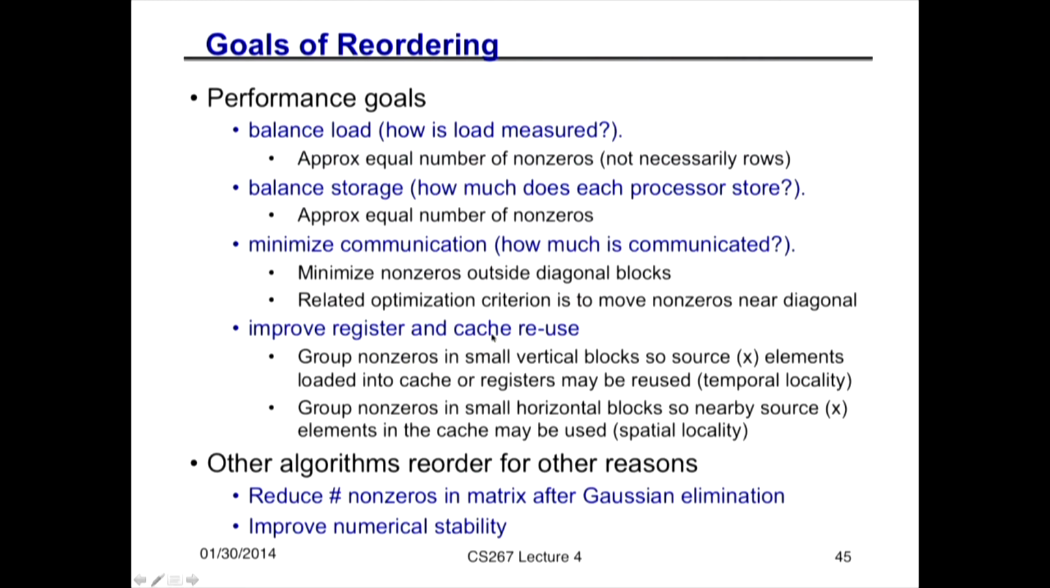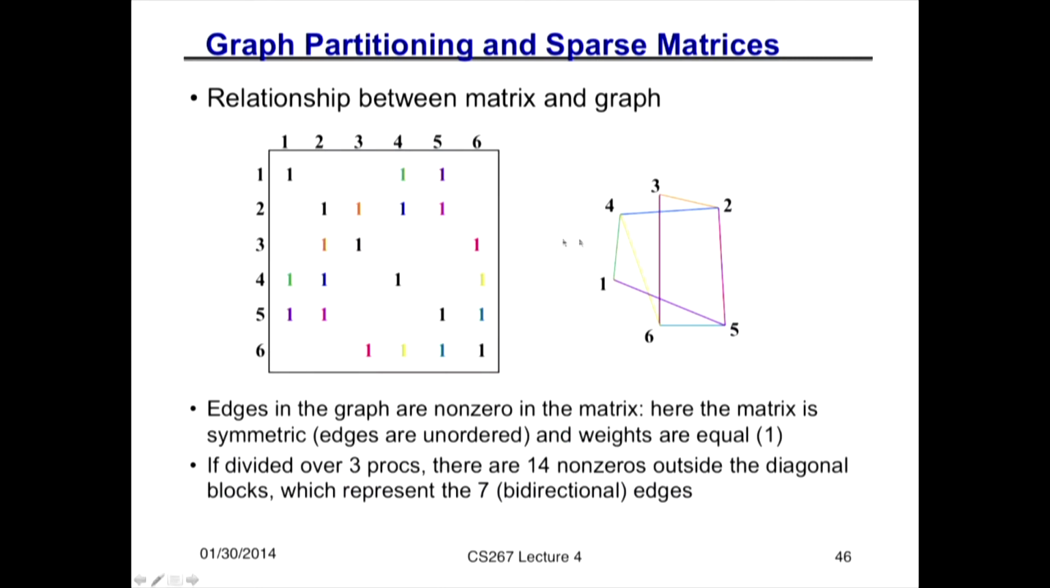And then there are some local optimizations at the machine level, which I won't talk about right now. So the question is, how am I going to do this? I want to balance the load, and I want to minimize the communication. Well, that's going to be the graph partitioning problem. So let me now remind you of the graph partitioning problem, and I'm going to draw a matrix and a graph, and just make it clear that these are isomorphic. Talking about graphs and talking about sparse matrices are just two different languages for the exact same thing.